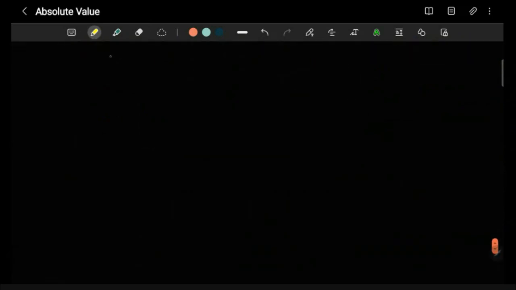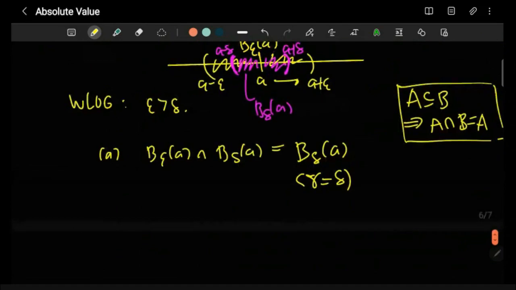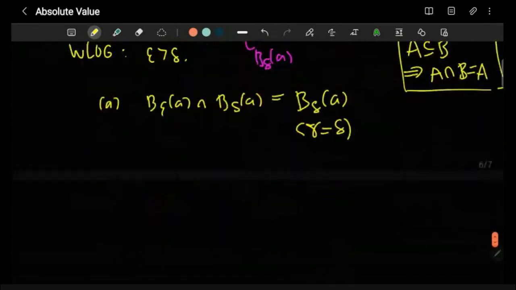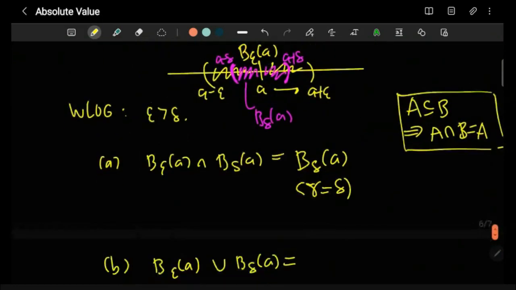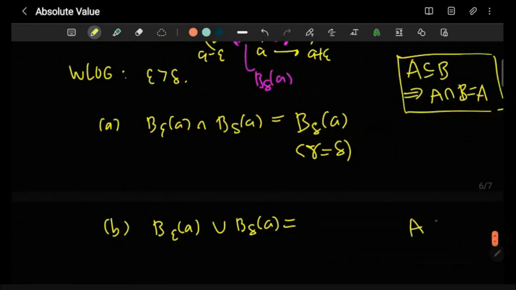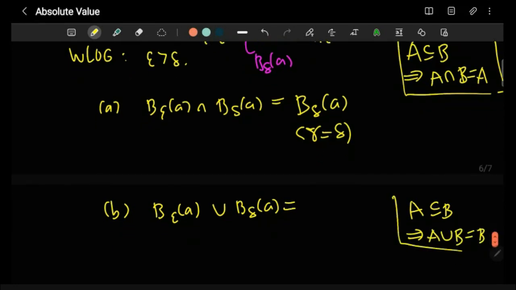Pwede rin naman na, pakita ulit natin yung figure. Pag union naman, similarly, pag union, so the ball epsilon A, union ball delta A, so mas malaki yung, remember, mas malaki yung A. Ano naman mangyayari sa union? If A is a subset of B, then ang A union B will be the bigger one, yung B. Yun naman ang gagamitin natin. So this is equal to the ball radius epsilon centered at A. So here, yung hinahanap natin na gamma ay yung epsilon.